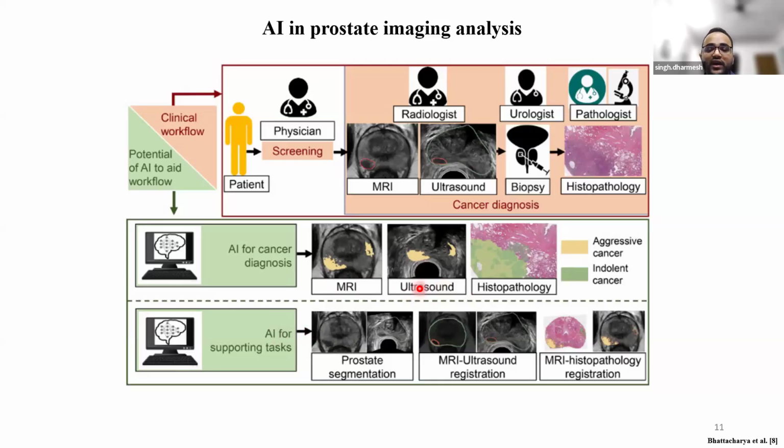And beyond diagnosis, AI also helps with supporting tasks, for instance automatic prostate segmentation and registration between MRI and ultrasound, and also registration between MRI and histopathological data. So it's good for the ground truth pathology.